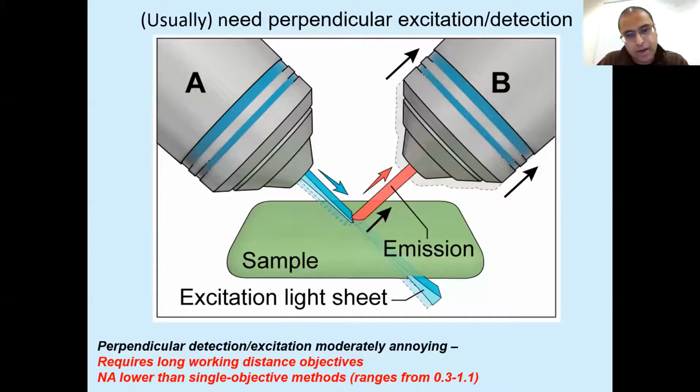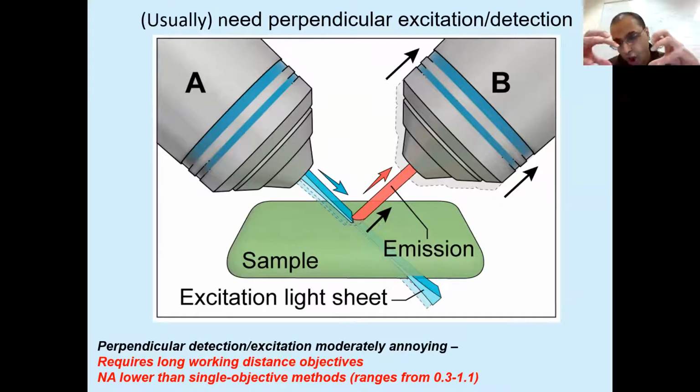Now, in most light sheet microscopes, you need perpendicular excitation and detection. For every rule, there is an exception, which I will come back to. But in most light sheet microscopes, I think it's fair to say that you have one objective that introduces the light sheet, and another objective that collects the fluorescence orthogonally.